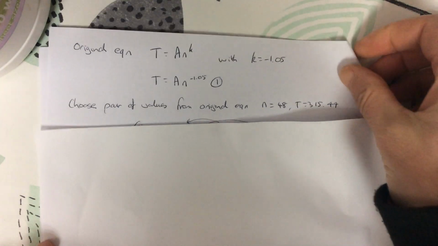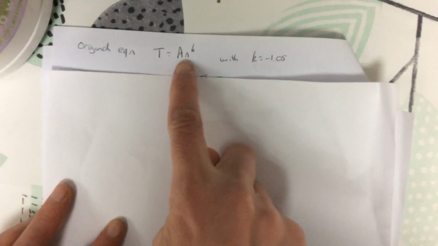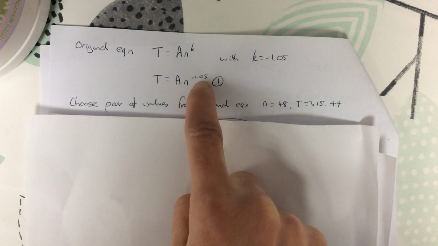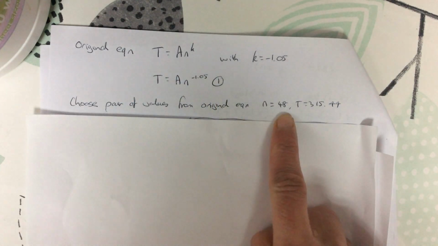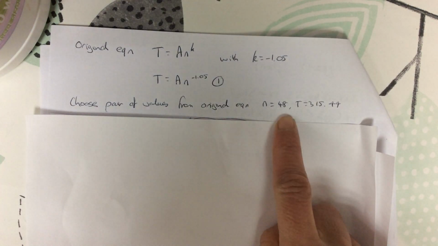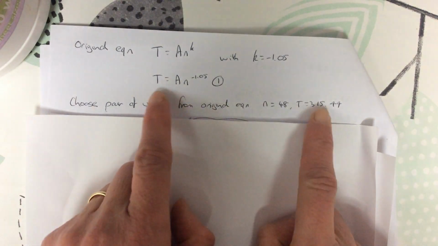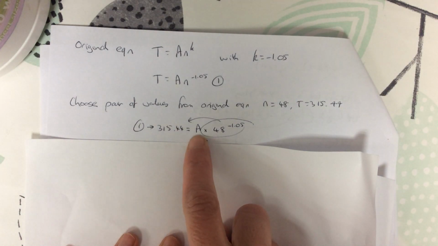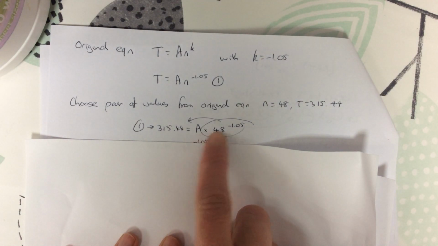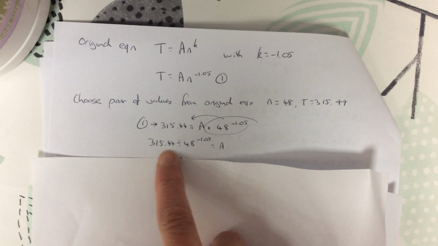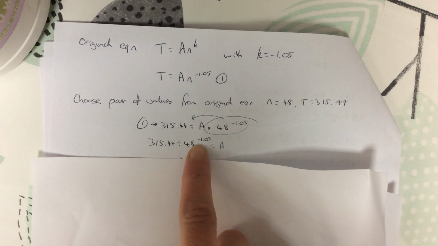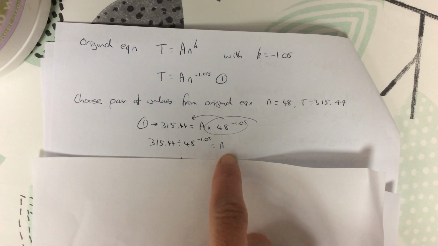Okay, that looks a bit better now. So there's my original equation, and that's the k you've worked out. Now you choose a pair of values from the original equation, any pair of values, it doesn't matter. So put your n in and put your t in. Then, see the way I'm trying to find the a, this is multiplying, so you bring it across, it becomes dividing. So just on your calculators, 315.44 divided by 48 to the power of minus 1.05 equals a.